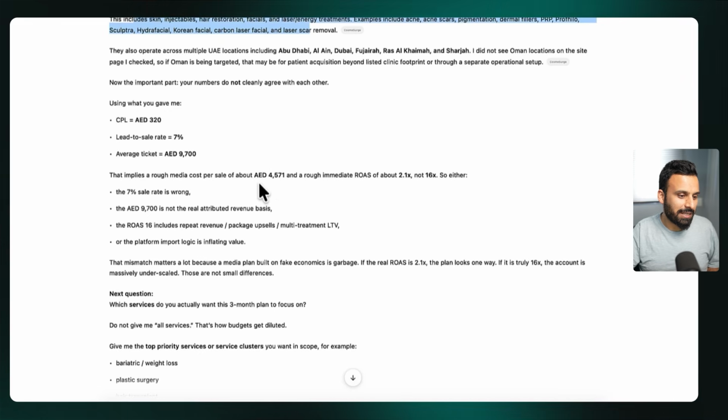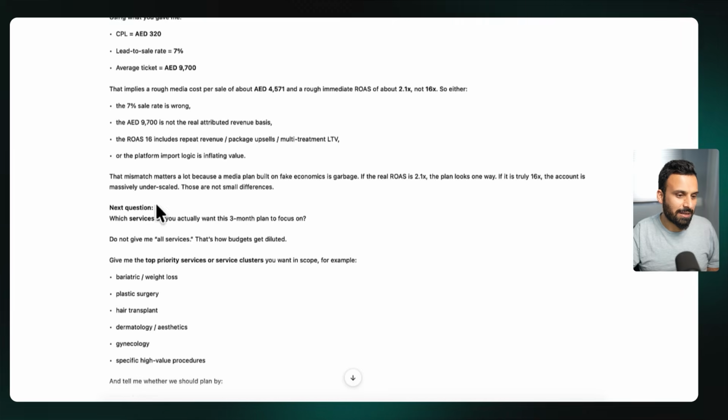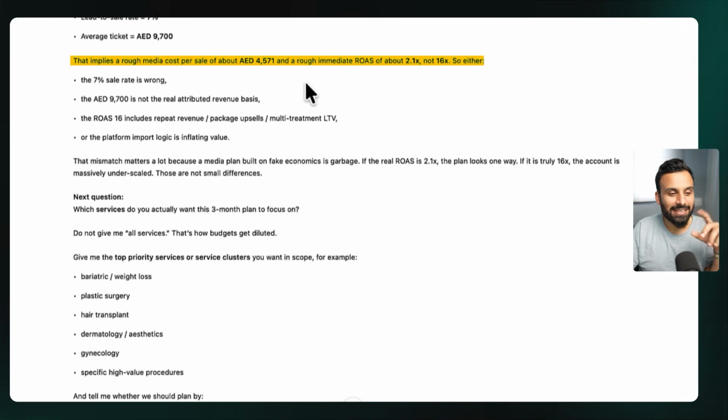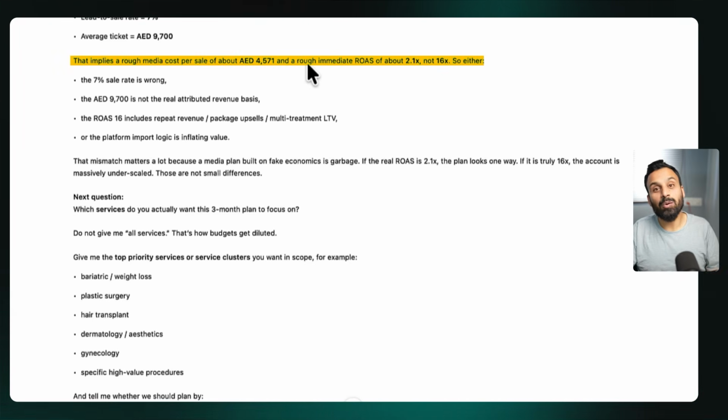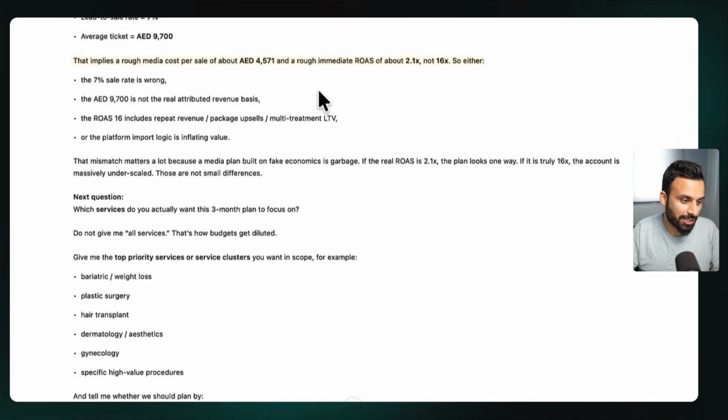Okay, this implies a rough media sale, and here it got confused, because I just changed 2 numbers, so it's like, oh, this cannot be right. But we'll have to go ahead with this because I cannot mention the real numbers.